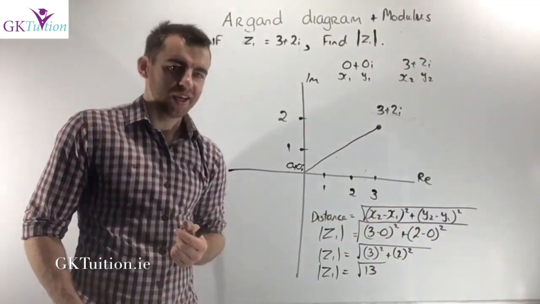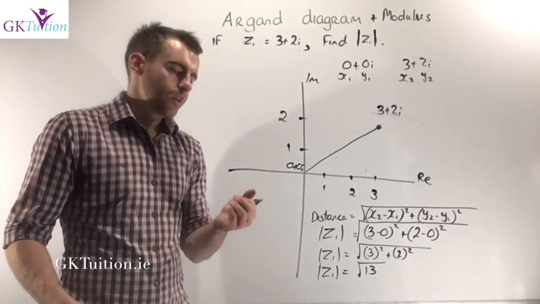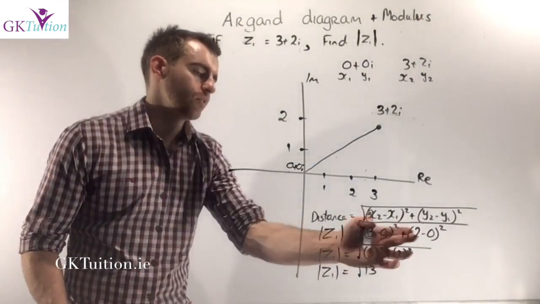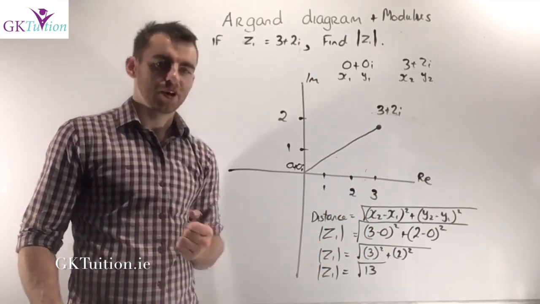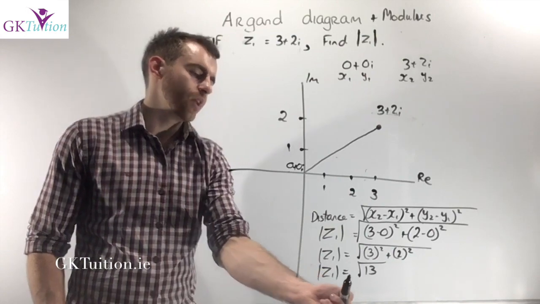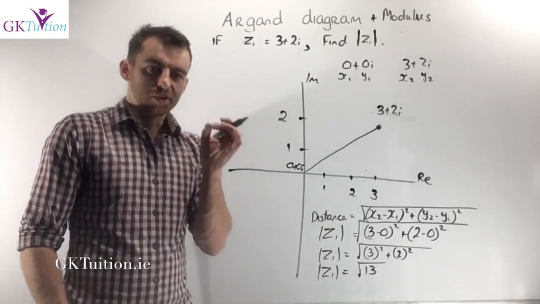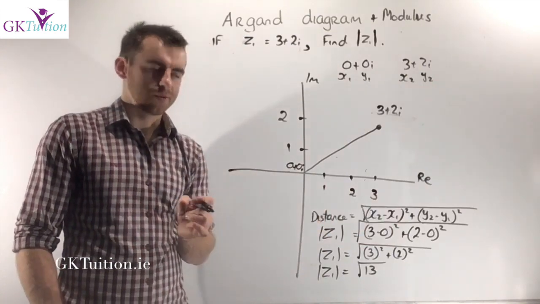So when you're getting the modulus, the x1 and y1 will always be 0, which means you don't actually have to bother putting in the zeros at all. So getting the modulus of Z1 works out as the square root of 3 squared plus 2 squared, which ultimately, if you plug that in, you end up with the square root of 13. So your final answer there would be that the modulus of Z1 is equal to root 13. So it comes directly from the distance formula that we use in junior cert.